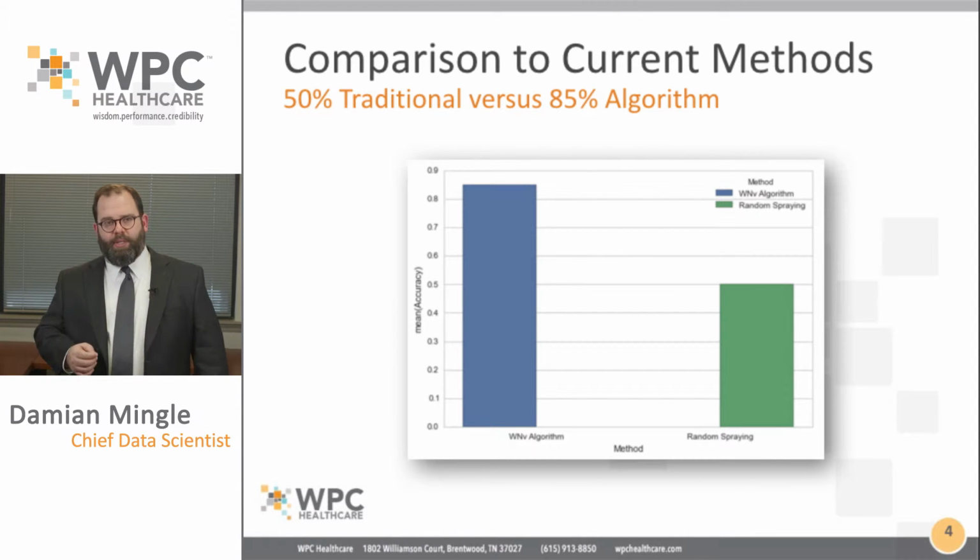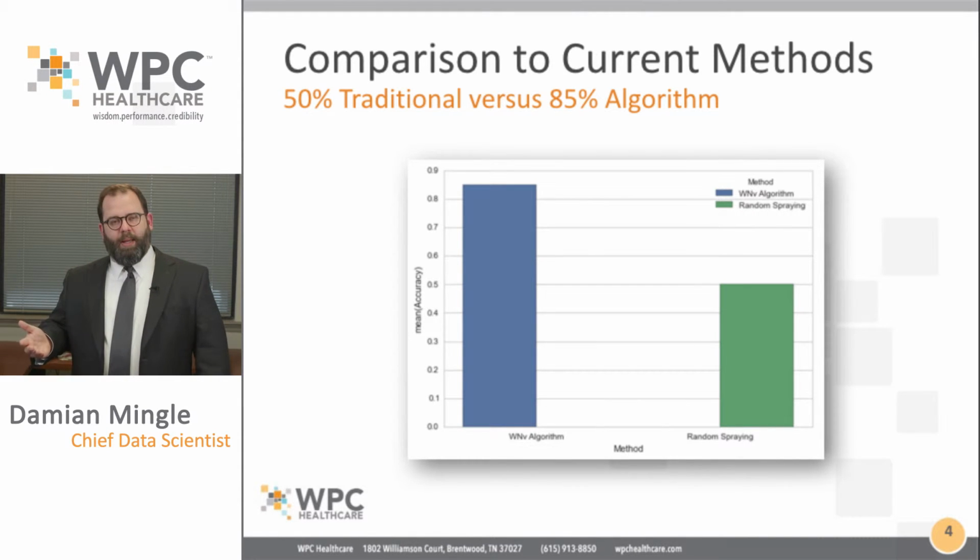Here's a visualization comparing the two methods. On the left side you have the West Nile virus algorithm, which we've developed. It's got an accuracy of 85%. And then random spraying on the right side is a 50-50 chance of actually being accurate.